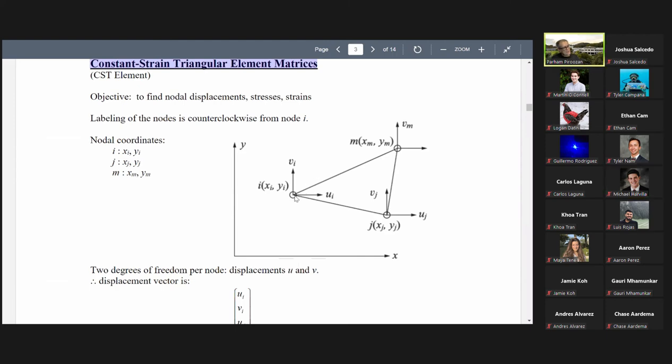Now, another item to pay attention to: always label this element counterclockwise. So call this element IJM. Do not call this element IMJ. Don't go clockwise. Our formulations are not written in the clockwise direction. They are all formulated counterclockwise. So you can start from anywhere, for example, call it JMI. So go counterclockwise.